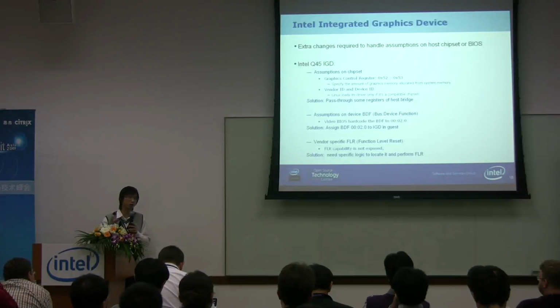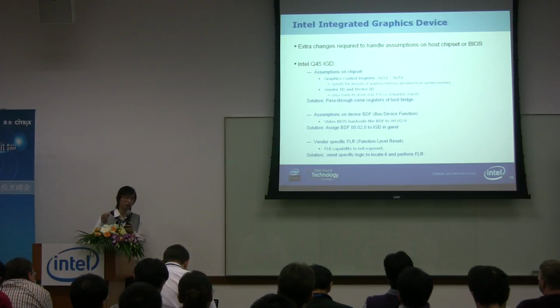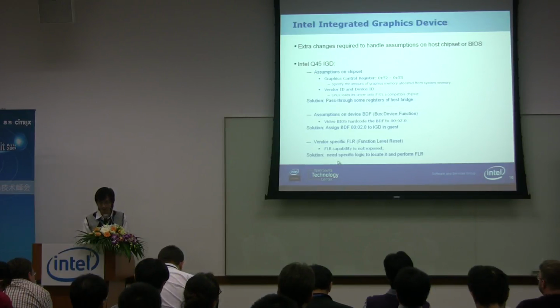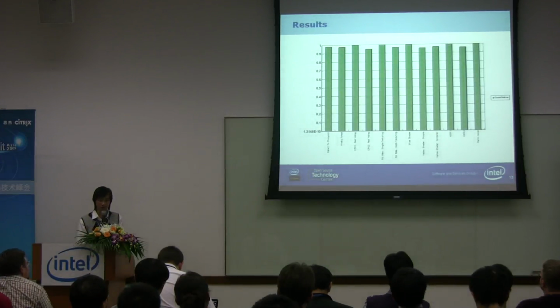Specific logical. You need to know the capability offset in PCI config space, and then do the FAR of the device. Okay, we are talking about the graphics pass-through. Next, we will show the performance.